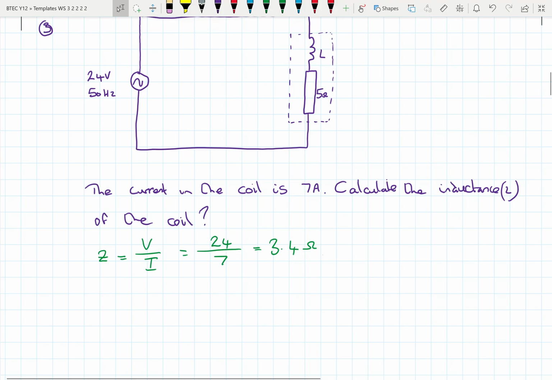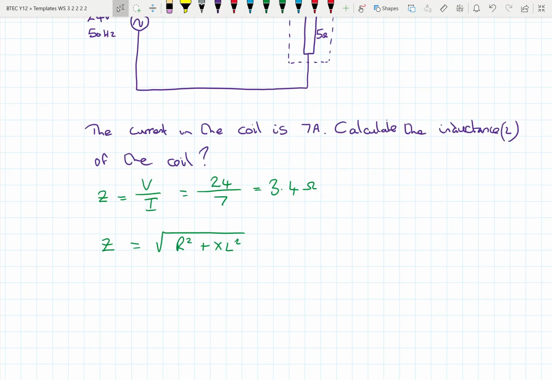So as we're dealing with impedance, we also know from our formula sheet that Z is equal to the square root of R squared plus XL squared. Okay, so we're looking to find the inductor value, so we're going to make that the subject of the formula. So we know that XL squared is equal to Z squared minus R squared.